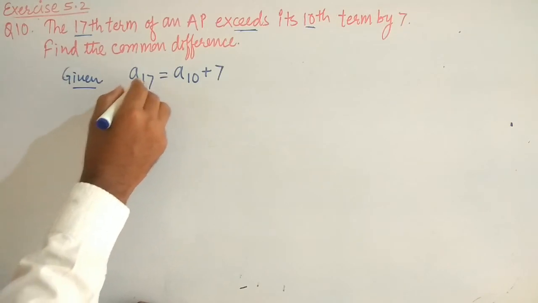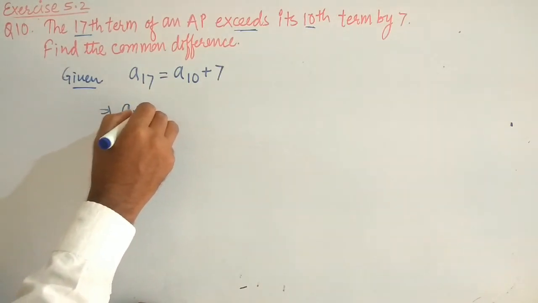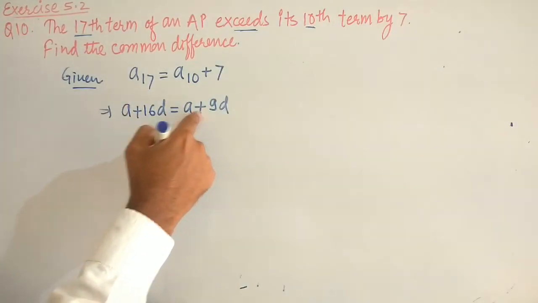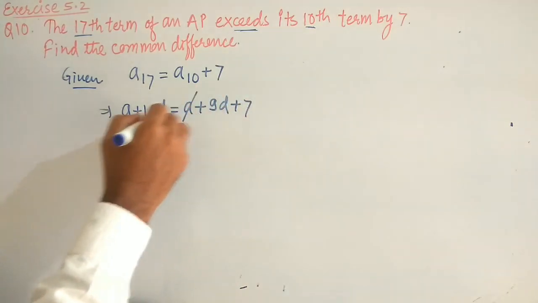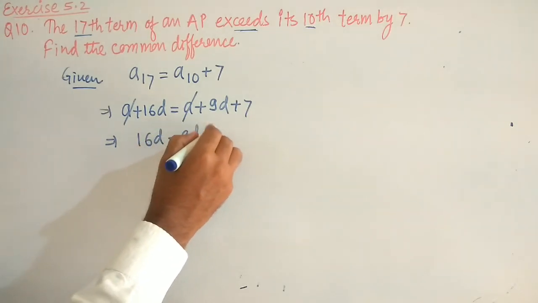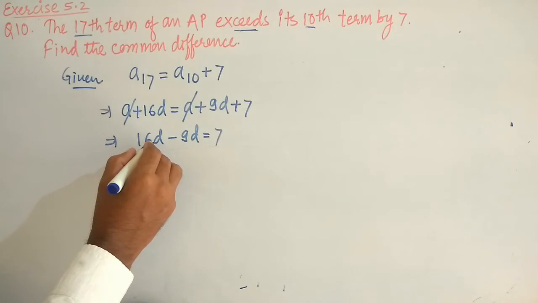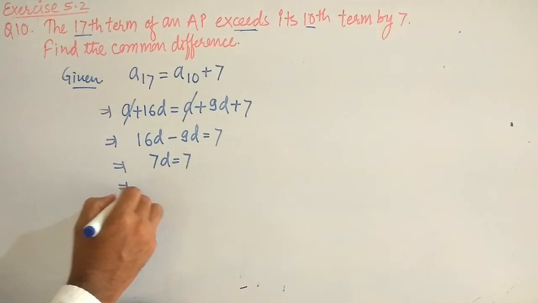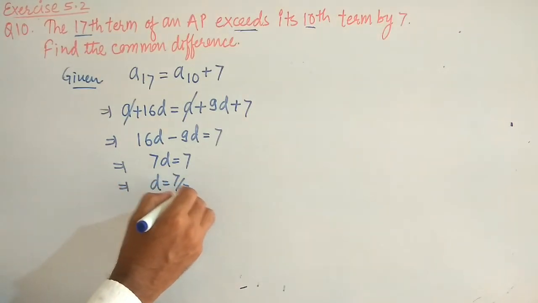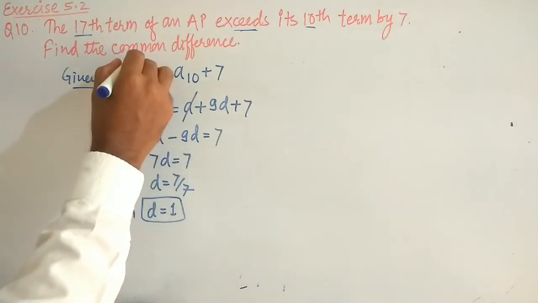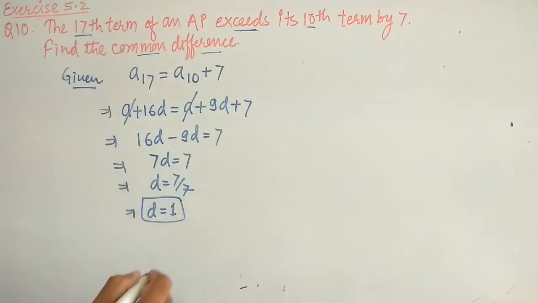So we simply write the formula for 17th term. It is a plus 16d is equal to, 10th term के लिए, a plus 9d plus 7. A and a cancel. So 16d minus 9d is equal to 7. 16 minus 9 is what? 7. 7d is equal to 7. So d is equal to 7 by 7. That is d is equal to 1. That we have to find out, the common difference. Hence the common difference will be 1.